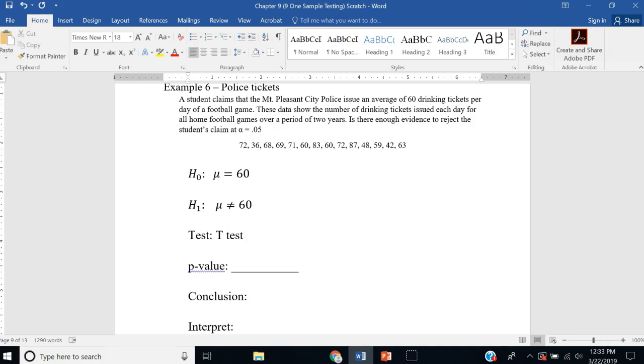Okay. Now, before we actually go into the t-test, we are going to have to put this data into our calculator. So what you'll do is go to Stat, Edit, and then into List 1, you're going to type in all 14 pieces of data. And I'm typing that in right now.